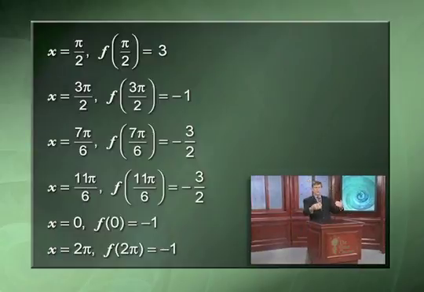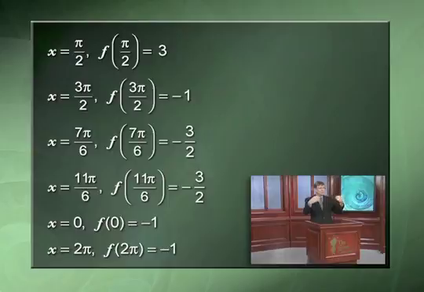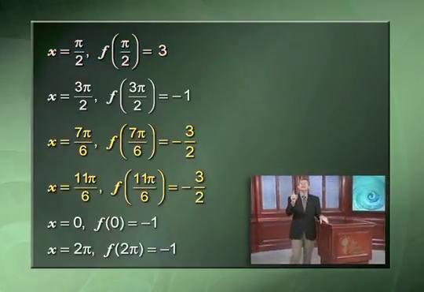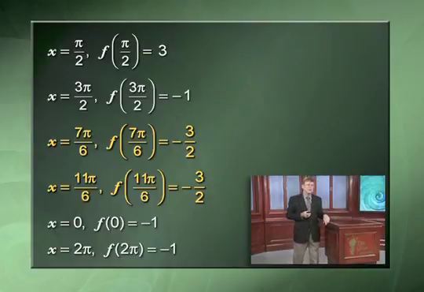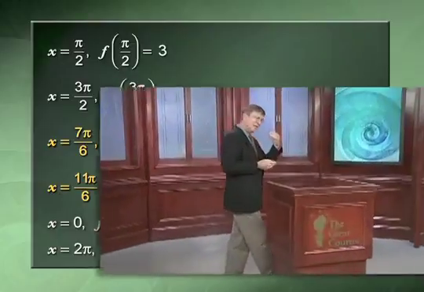But now that I have this chart, I know where the absolute maximum and minimum occur. The maximum value is 3. It occurs at pi over 2. The minimum value is minus 3 halves, and it occurs twice. Here's one of these ties. At 2 different points, 7 pi over 6 and 11 pi over 6, we achieve the minimum value of minus 3 halves. So again, this was a tough problem.